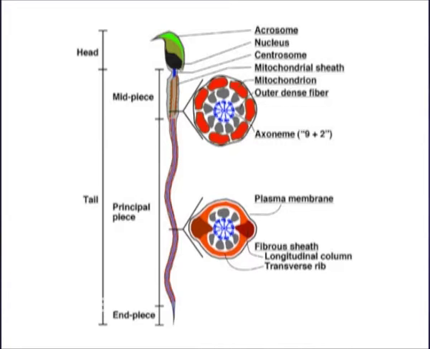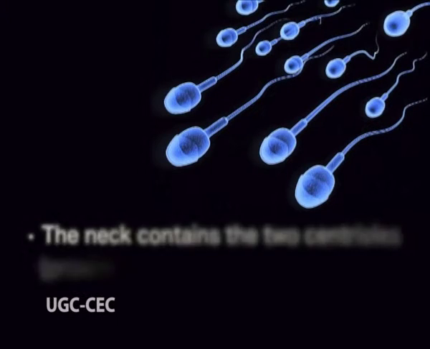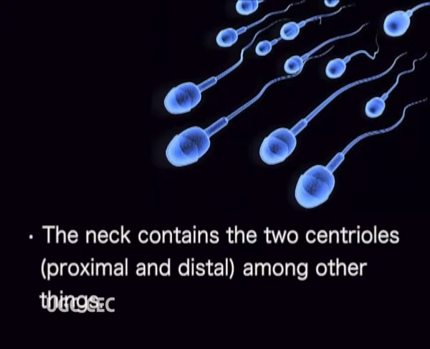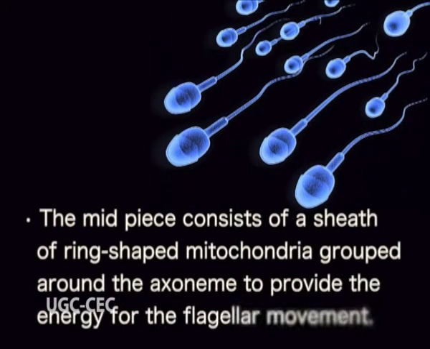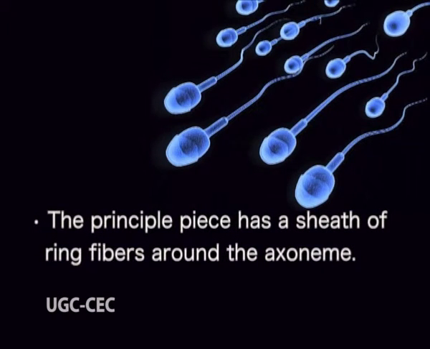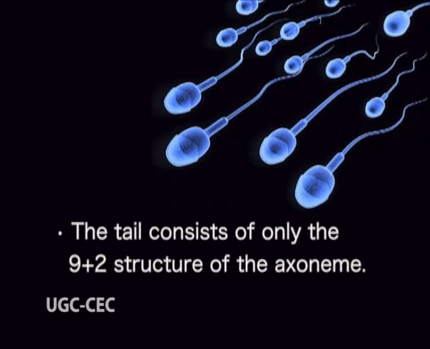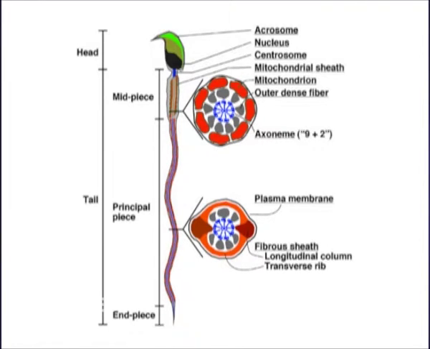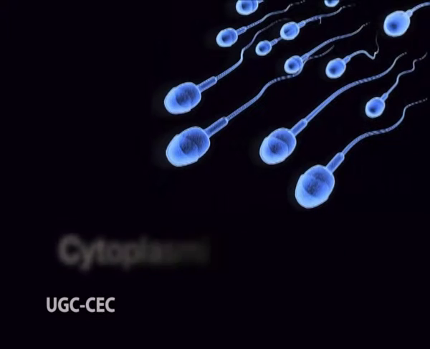4 parts of the finished flagellum can be distinguished: the neck, which contains 2 centrioles, proximal and distal, among other things. The midpiece consists of a sheath of ring-shaped mitochondria grouped around the axoneme to provide energy for the flagellar movement. The principal piece has a sheath of ring fibers around the axoneme. The tail consists only of the 9+2 structure of the axoneme. The mature sperm cell is approximately 60 micrometers long and completely enveloped by the plasma membrane.